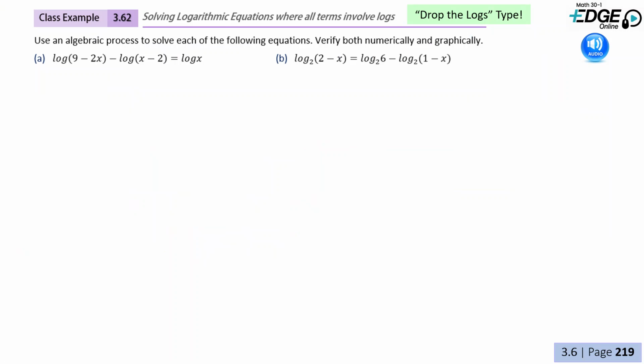Class example 3.62. Use an algebraic process to solve each of the following equations. Verify both numerically and graphically. Okay, so in these equations, we see that we have logarithms on both sides of the equation. So this is going to be one of those drop the logs type of logarithmic equations.